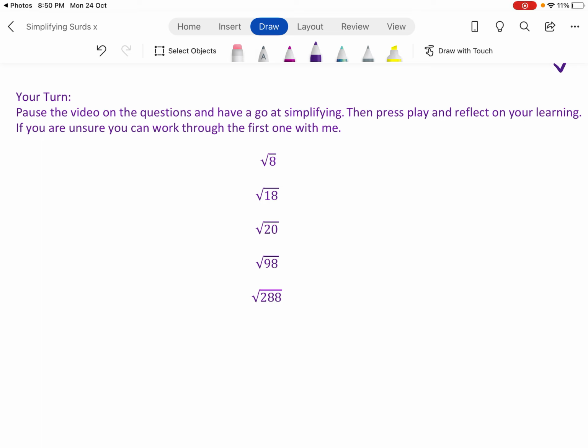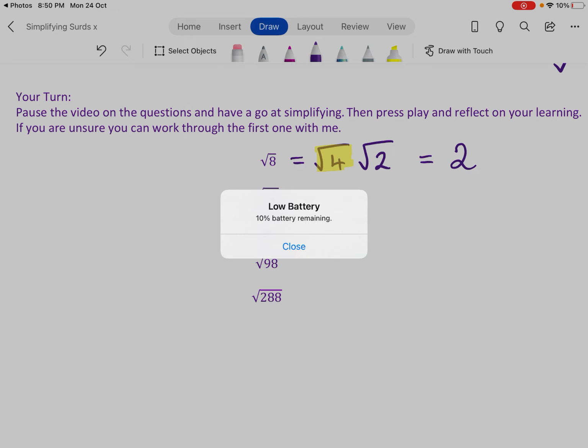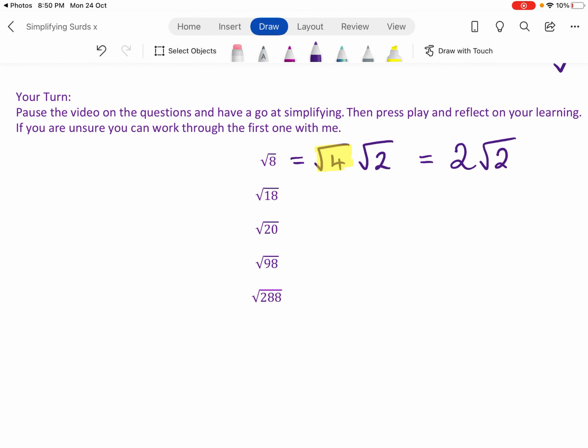Okay, so for the first one, I know that 4 is a factor of 8. So I can write this as root 4 and root 2. I then simplify my root 4 and I get 2 root 2. For the next one, I know that 9 goes into this. I can simplify the square root of 9 because I know this is 3, root 2.